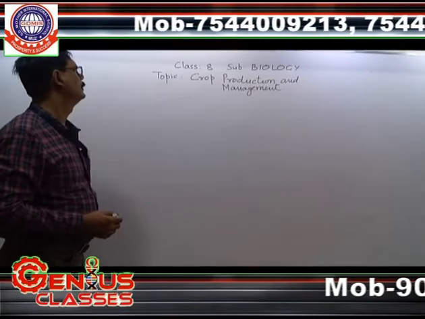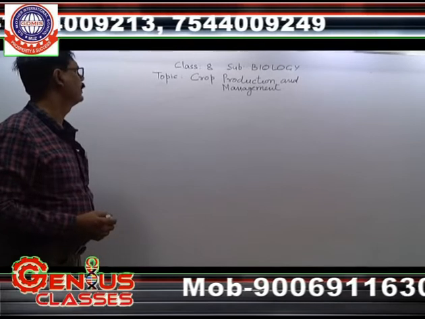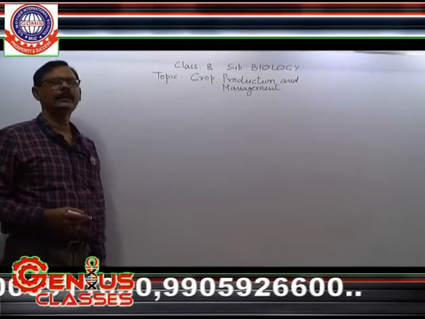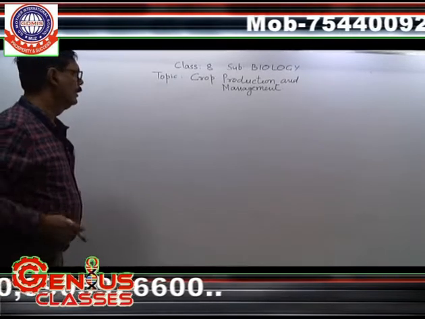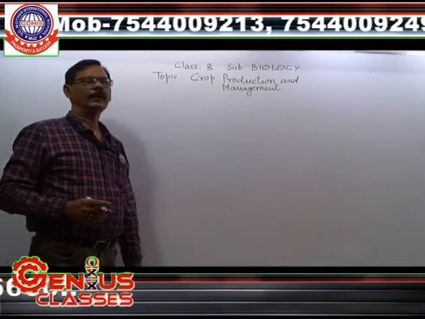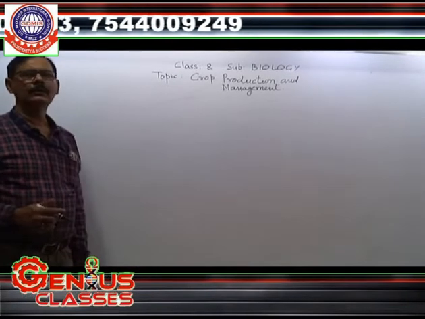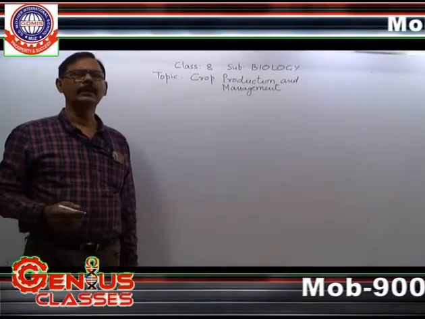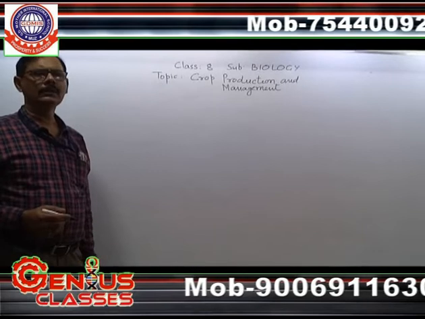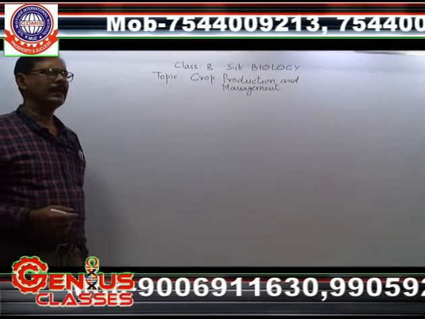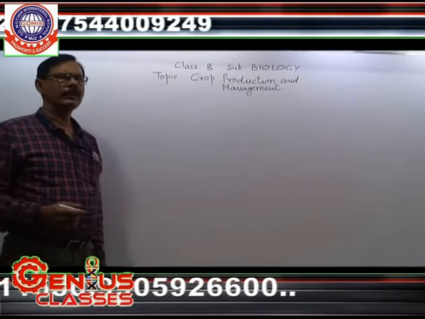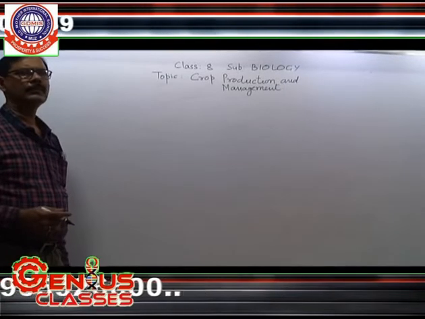So this is the topic in biology for class 8. The first topic is crop production and management. You must be knowing that in our country, the total population in the entire world, they are dependent upon crop production, and thereafter that fulfills our food requirements. The major part of our food comes from the fields.